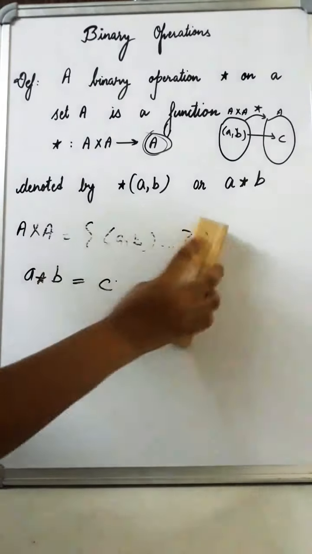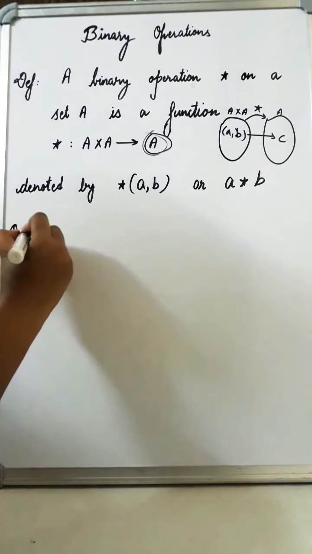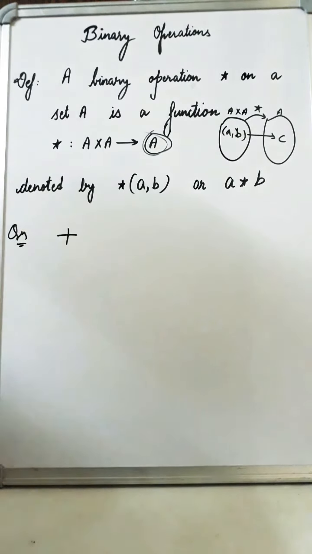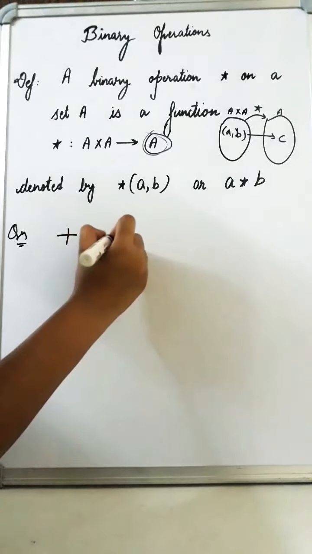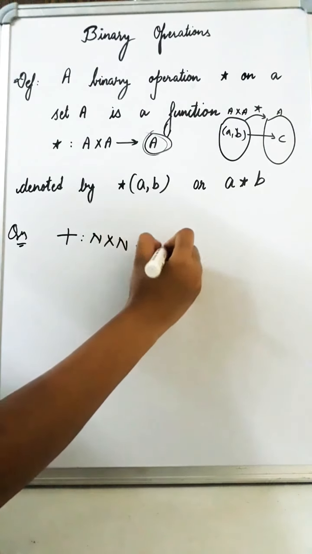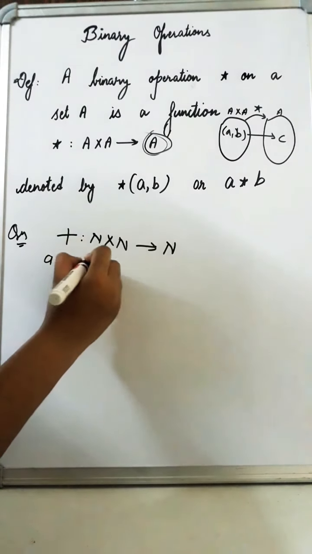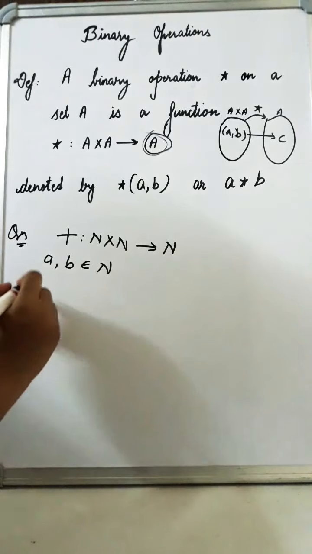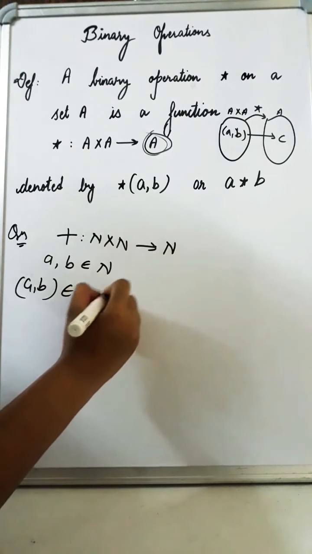Let us take some examples. For example, let us take the operation plus and check whether it's a binary operation on N cross N to N. N is the set of natural numbers. Now suppose A and B belong to natural numbers. These are two natural numbers, and A comma B belongs to N cross N.